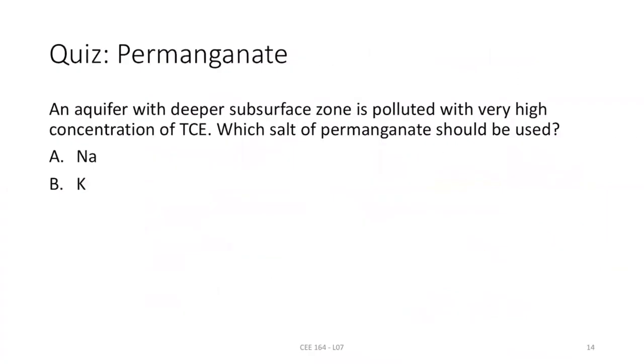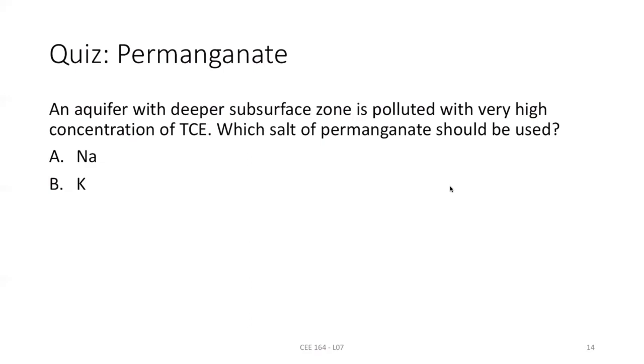All right, so let's see what you learn from here, and we can do a poll. An aquifer with a deeper subsurface zone is polluted with a very high concentration of TCE. Which salt of permanganate should be used?